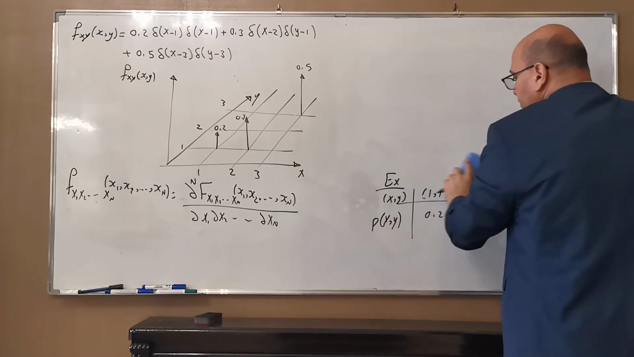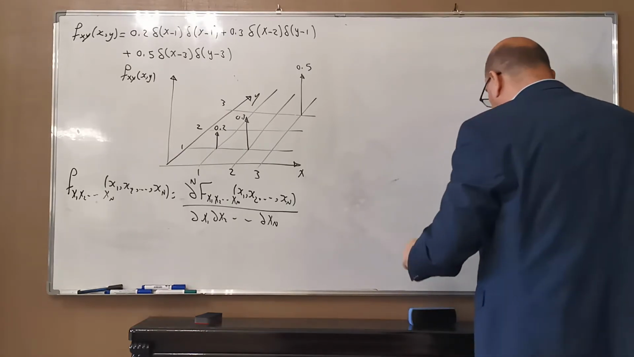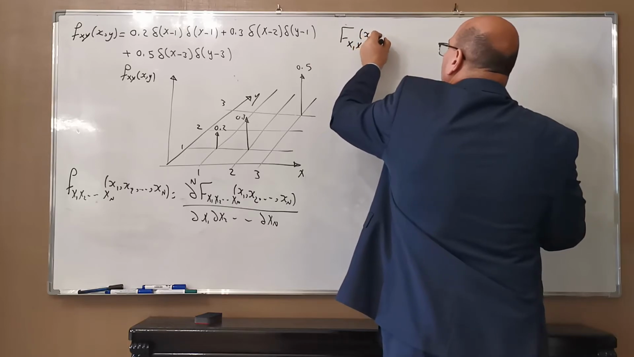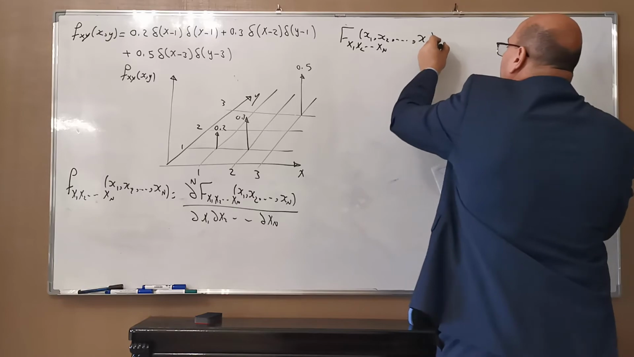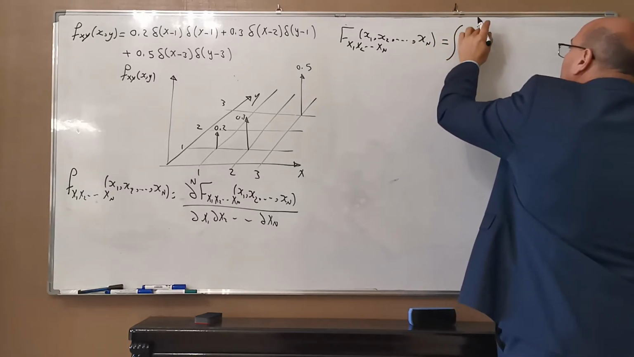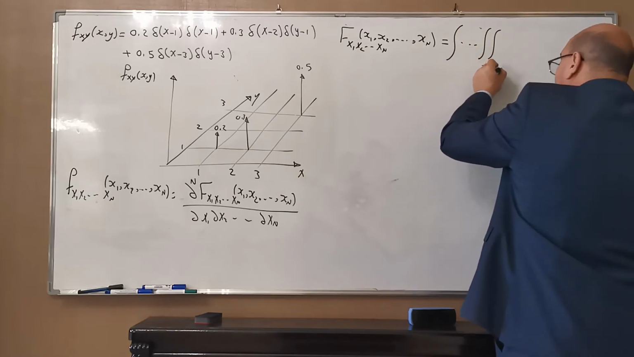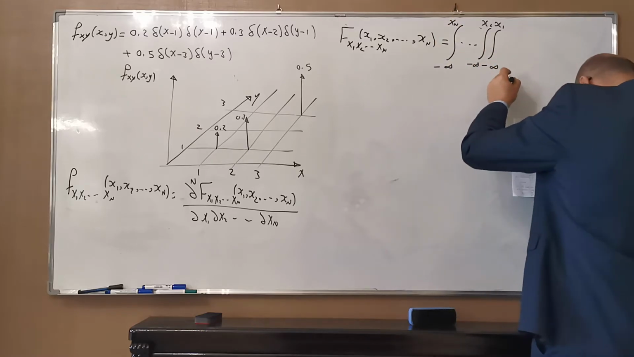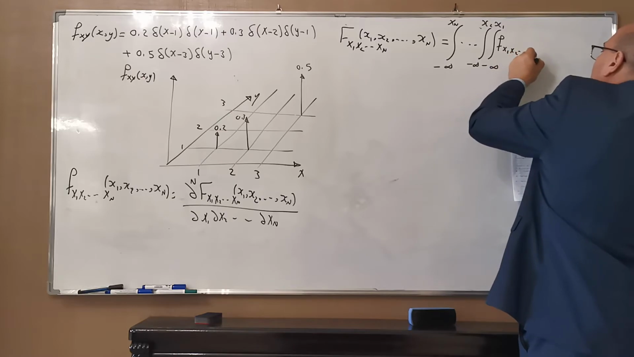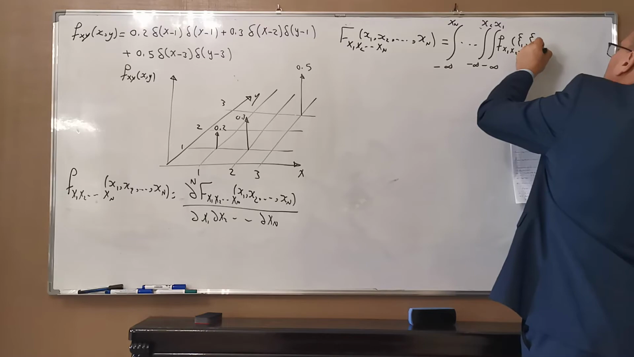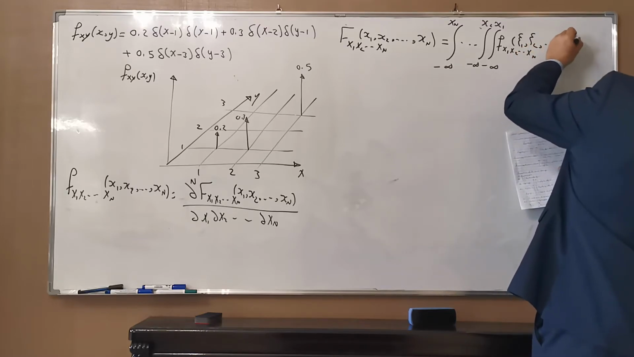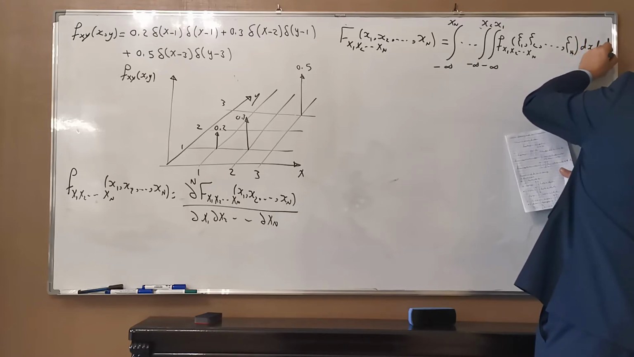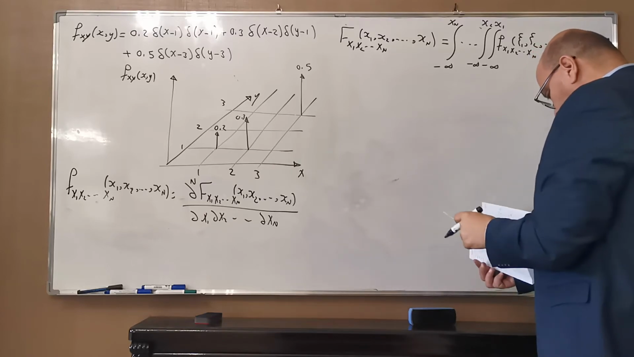And we can also go the opposite way, which is integration. To find the distribution from the density, F_X1,...,Xn(x1,x2,...,xn) is equal to the multiple integration from minus infinity to x1, from minus infinity to x2, up to minus infinity to xn, of f_X1,...,Xn(z1,z2,...,zn) dz1, dz2, up to dzn. Okay?